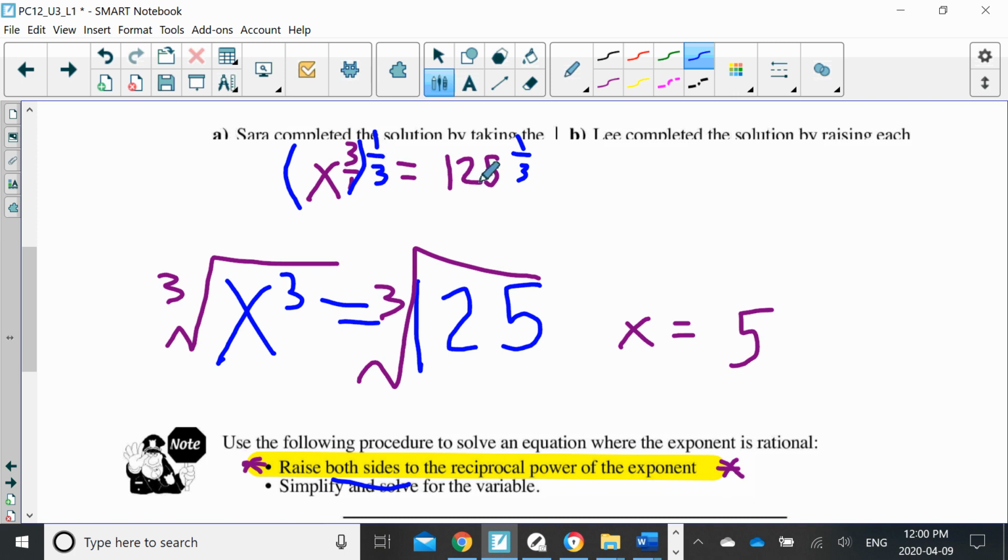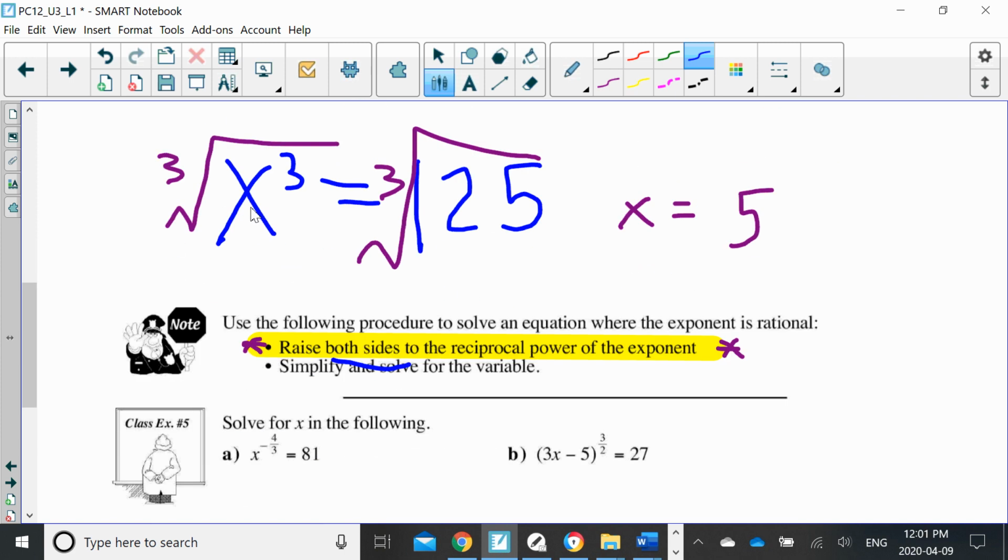So now my answer is 125 to the power of 1/3, which is the third root of 125, and the third root of 125 is 5. Yes, this was nice and simple, but I really want you to know an alternate way that you would do this in 30-1 or in calculus.